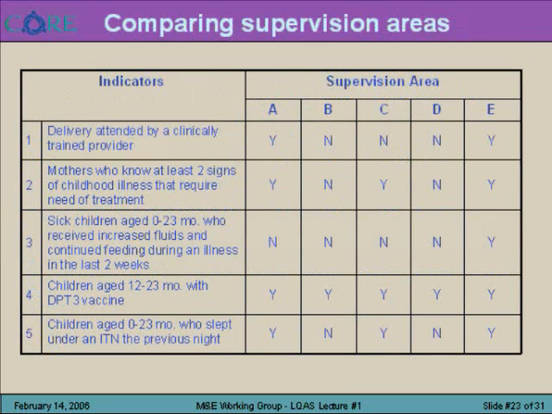The same analysis can be done not just for one supervision area, D, but for all supervision areas defined in our project catchment area. This summary table is showing us which supervision areas appear to be performing the best for all 5 indicators. Those will be supervision area E, and maybe supervision area A. These are the supervision areas that we would probably visit to learn possible ways to improve our indicators in the rest of the supervision areas.